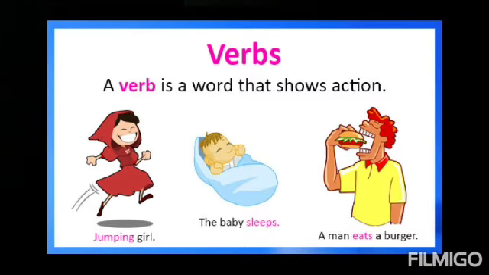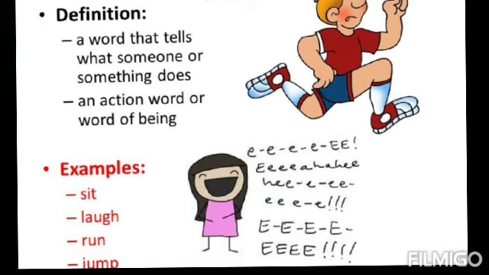So, what is the definition of a verb? A verb is a word or a combination of words that indicates action or a state of being or condition. A verb is the part of a sentence that tells us what the subject performs. Verbs are the hearts of English sentences.